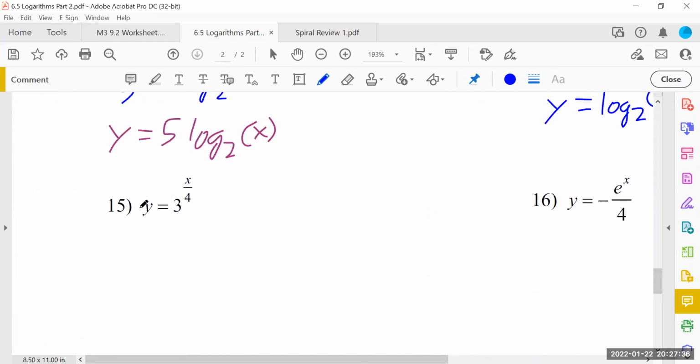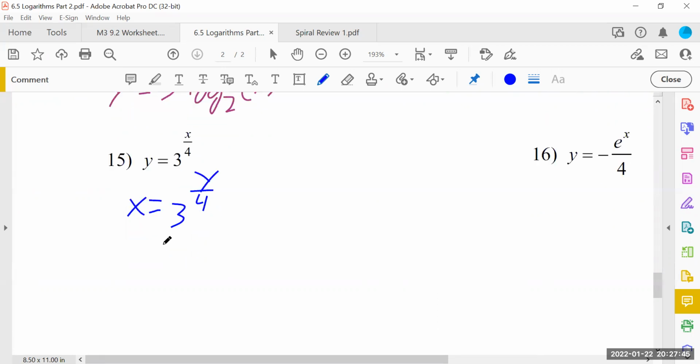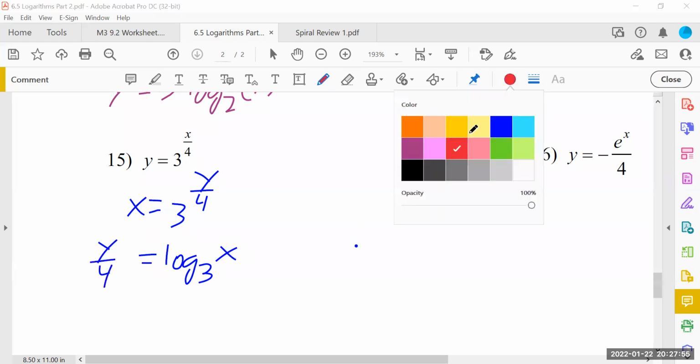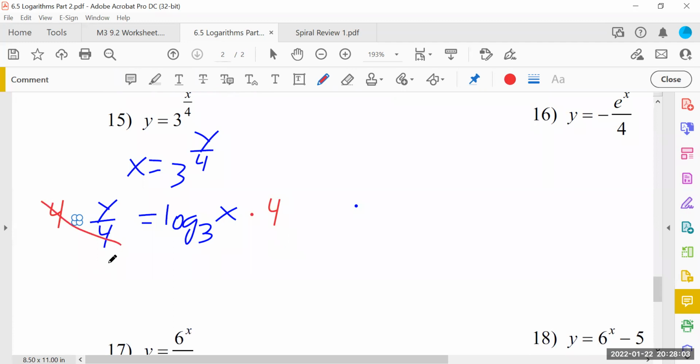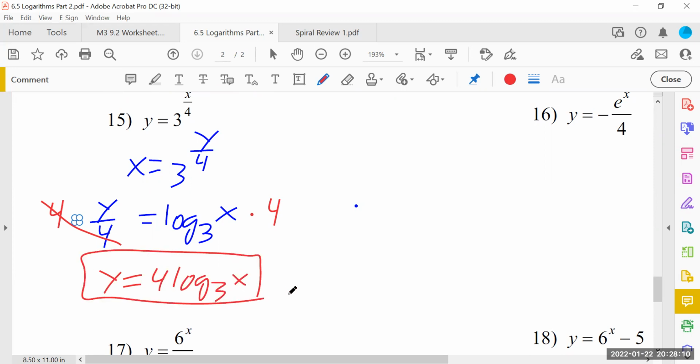Next one, same idea. Let's swap the x and y. X is equal to 3 to the y over 4. Bring the 3 down, log base 3 of x is equal to y over 4. And again, this time the y is not by itself, so I've got that extra step of multiplying both sides by 4. Again, that 4 then goes in front of the log. Y is equal to 4 log base 3 of x.